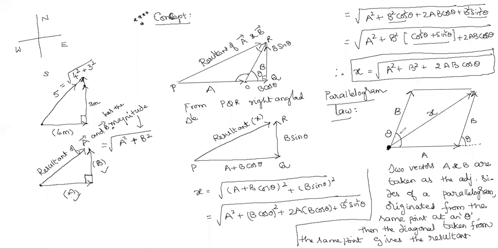Same point, making an angle theta here, taken as the adjacent sides. Then the diagonal taken from the same point gives the resultant vector.